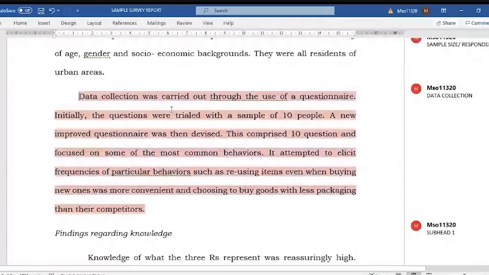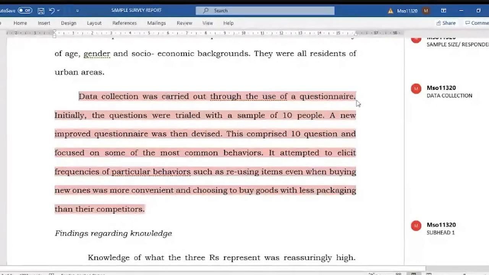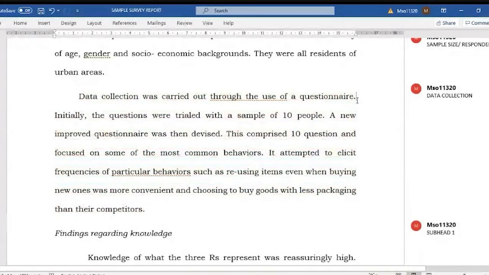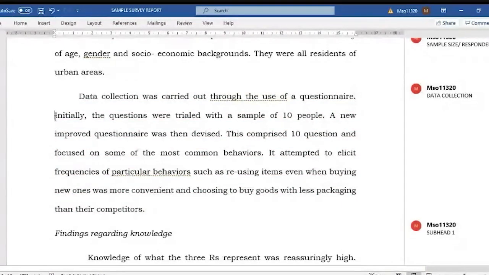Data collection was carried out through the use of a questionnaire. Since this is a survey, you have to really use the questionnaire. And you were already oriented with the questionnaires, different questionnaires in the previous presentations.